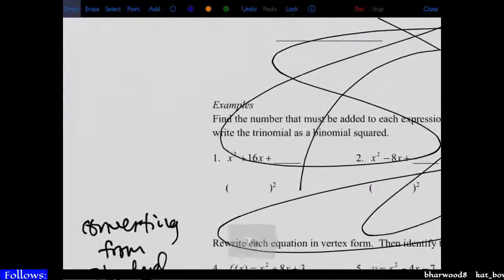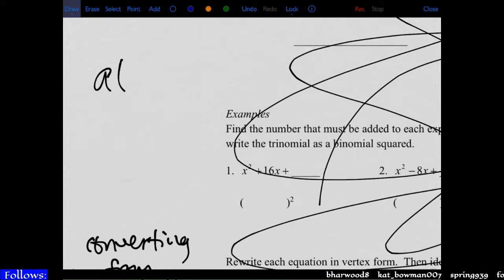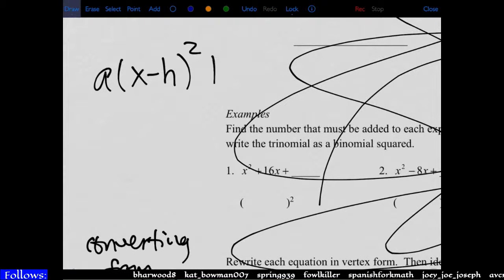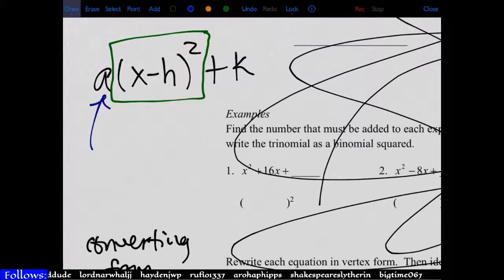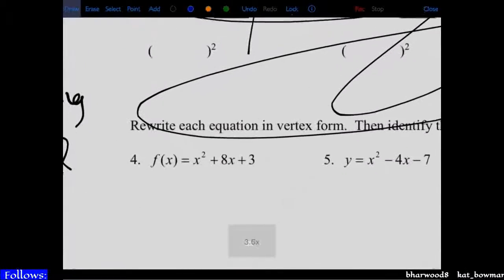Every vertex form equation has this square in it. Okay, it has a square. It might have more than one square. This A here tells us how many squares there are, but there will always be a certain number of these squares, okay? So our job, our mission, if we choose to accept it, is to find the square that's in a standard form equation, and that's how we're going to turn it into vertex form.